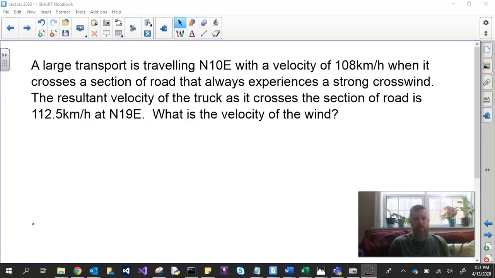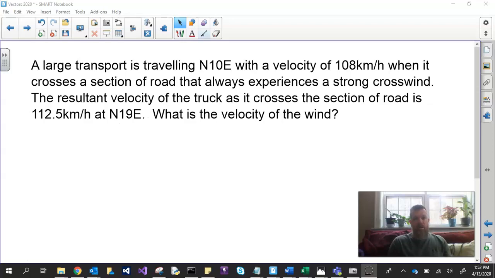So I'm just going to pause here for a second, let you read that question quickly. So here's what's going on. This is similar to the airplane one where the airplane is heading north and the wind is blowing on it, making it head off northwest. Same idea. We have a truck that's traveling just a little bit off of north, and then a wind blows upon it when it crosses like a bridge or something. And then this is the resultant velocity.